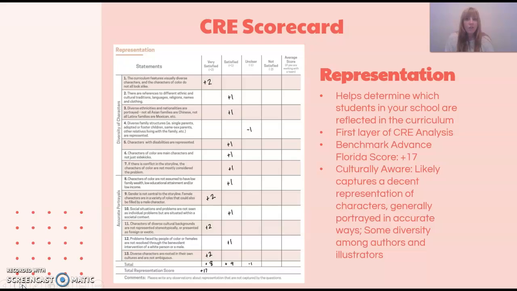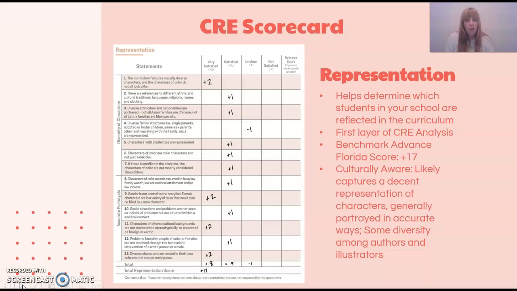This is an example of the CRE scorecard that I used for Benchmark Advanced Florida. I focused on the representation section of the scorecard. This section helps determine which students in your school are reflected within your curriculum. It talks about ethnicities and nationalities that are portrayed, that not all Asian families are Chinese, not all Latinx families are Mexican. It also talks about students with disabilities, and it also talks about traditions and different family structures. This is the first layer of the CRE analysis scorecard.